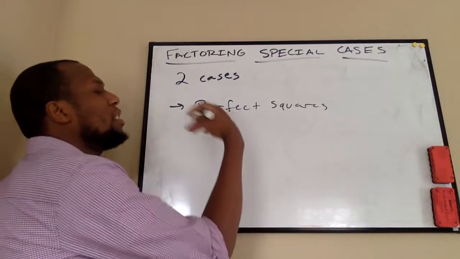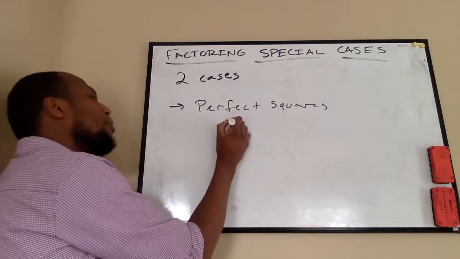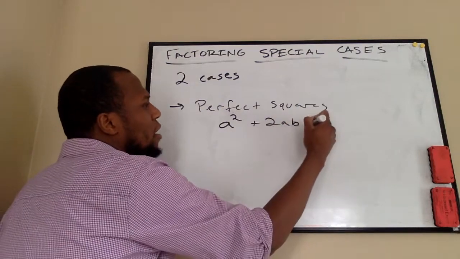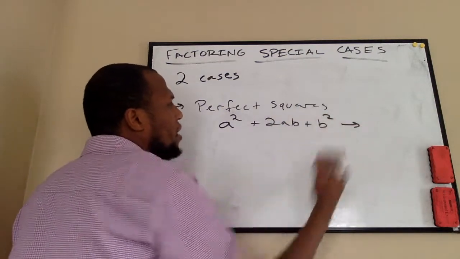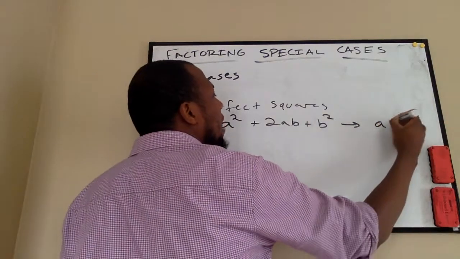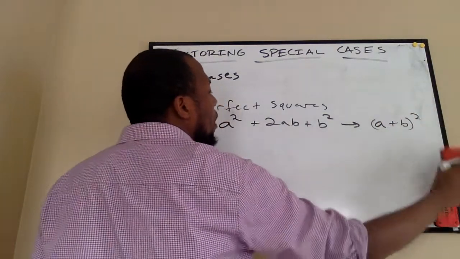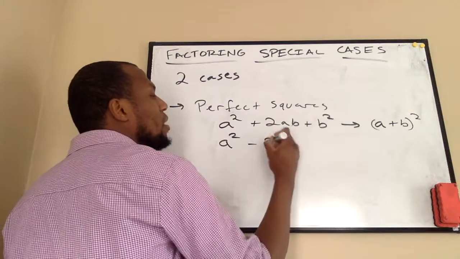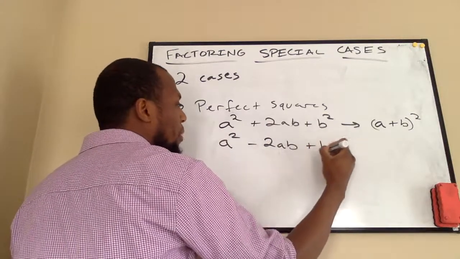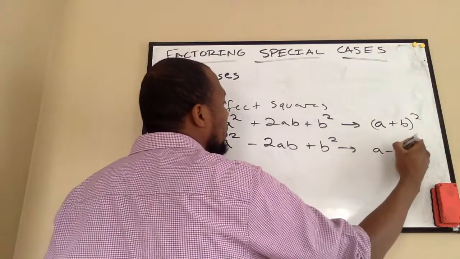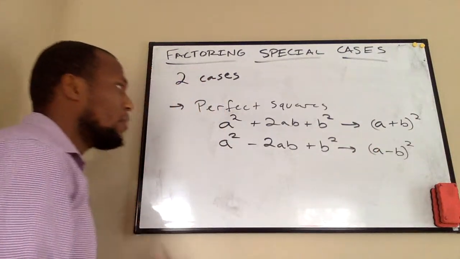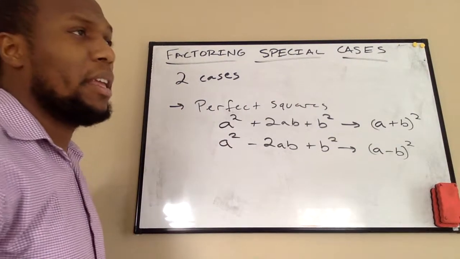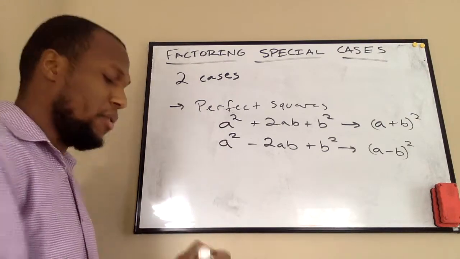That's when you'll see something generally in the form, and I'll give you the general form here, of a squared plus 2ab plus b squared. That's going to factor down nicely to just be a plus b squared. We can also see the negative of this, where we'll have a squared minus 2ab plus b squared, and that's going to factor nicely down to be a minus b squared. That's when we're dealing with perfect squares. You can pause this and write it down if you need to.